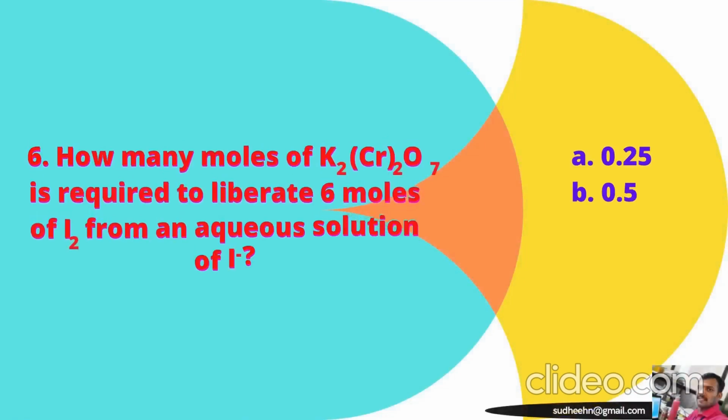Question number 6. How many moles of potassium dichromate are required to liberate 6 moles of iodine from an aqueous solution of iodide ion? The options given are: option A 0.25, option B 0.5, option C 2, and option D 1. And the right answer is option C, that is 2.